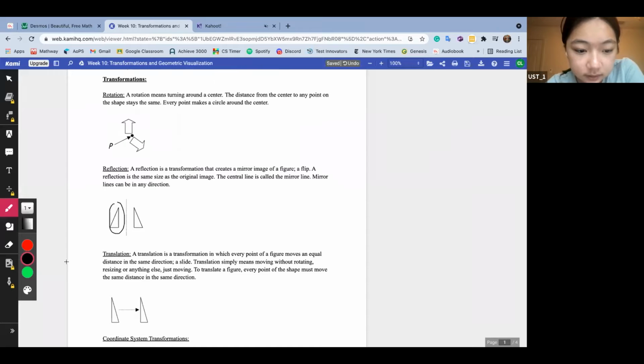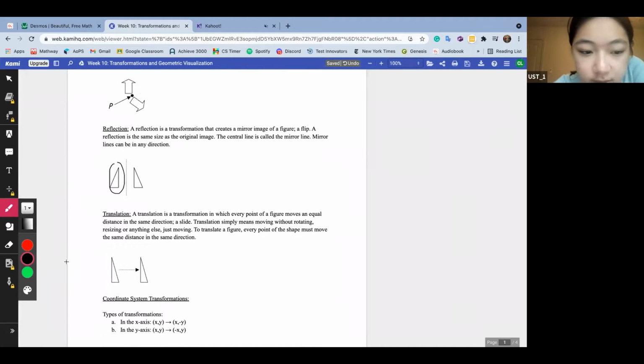And then lastly, there's translation. So translation is just when you move a shape from its original place to another place. So here, this triangle is translated right to over here.